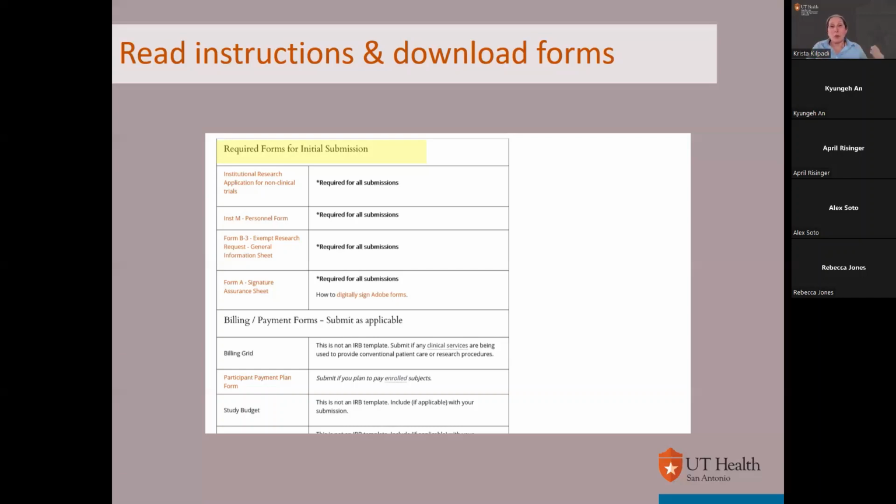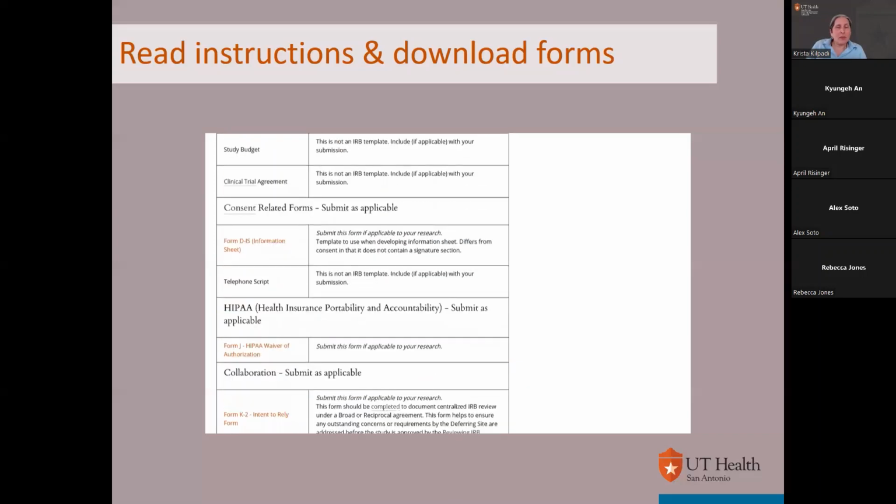Then there's going to be a whole bunch of other forms on there as well, and don't panic, because you don't have to submit all of those. They'll be marked as submit as applicable. And those are just there because there are so many different studies that are going on at the Health Science Center. Different studies have different criteria, so we've got different forms that you only have to fill out if they apply to your study. And filling out those required forms are generally going to point you to which of the applicable forms you also need to fill out and submit.